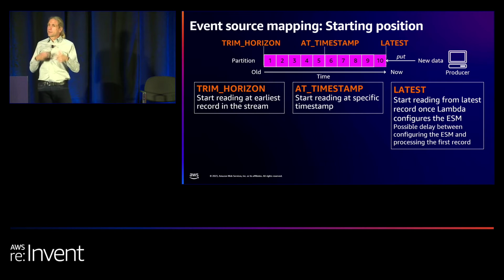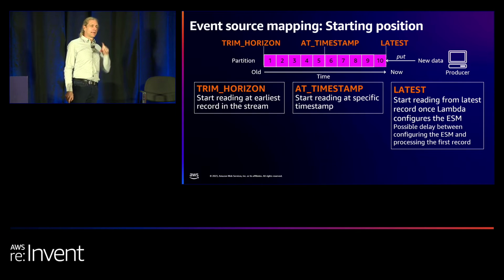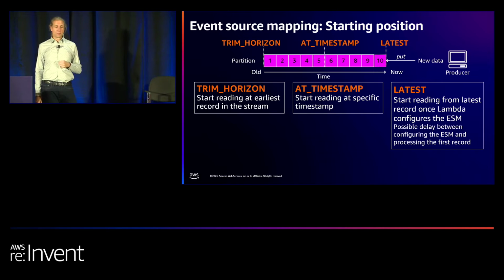So it's going to take a little bit of time. It's got to set up the poller to get the ESM up and running. So there may be a possible delay, once you've clicked enable event source mapping, before Lambda is processing the first record.